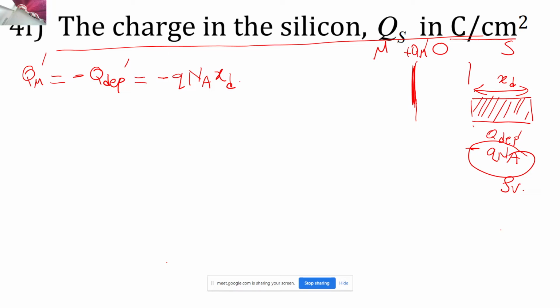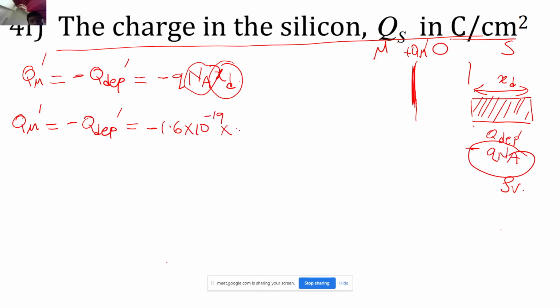So now let's check whether we can actually calculate or not. We want to know the depletion width value. We had already calculated it in the last question. We know the doping concentration that is given in the question itself. So Qm' is equal to minus of Q depletion', correct? It will be nothing but minus of 1.6 into 10 to the power minus 19 into 2.7 into 10 to the power 18. This is the given value.